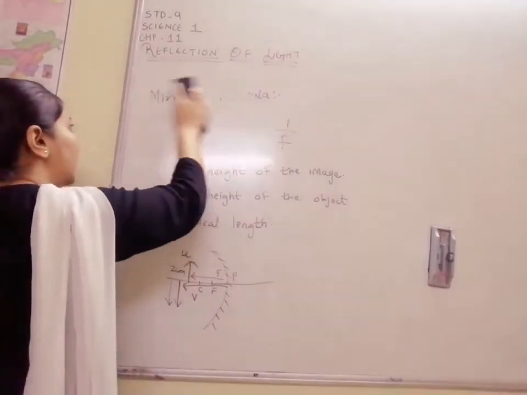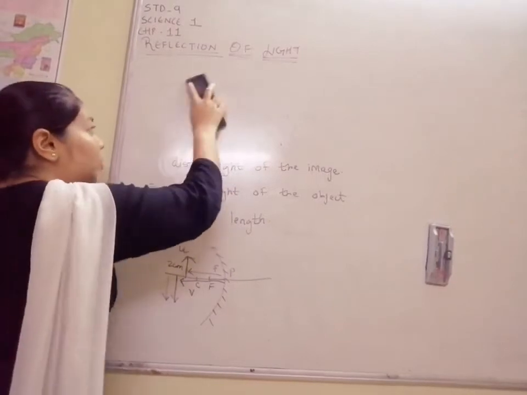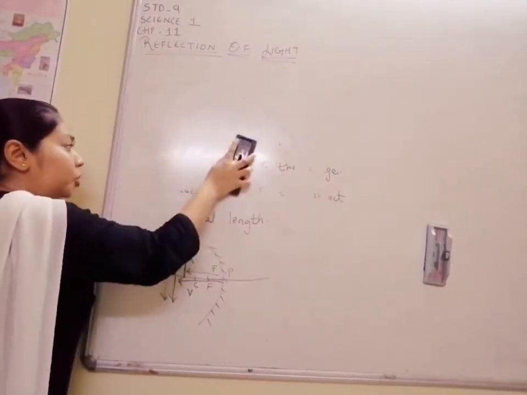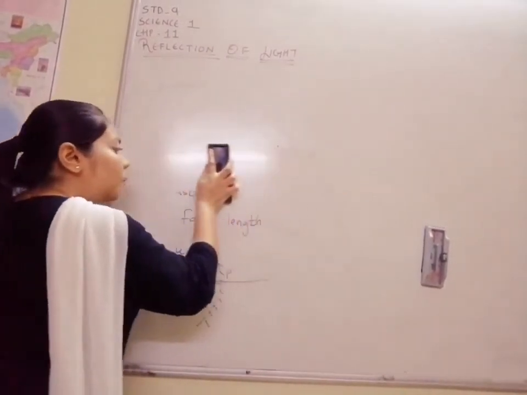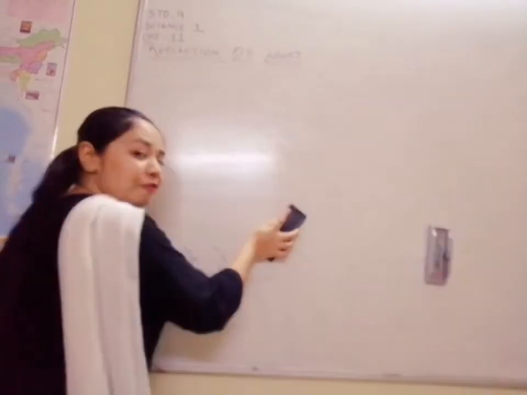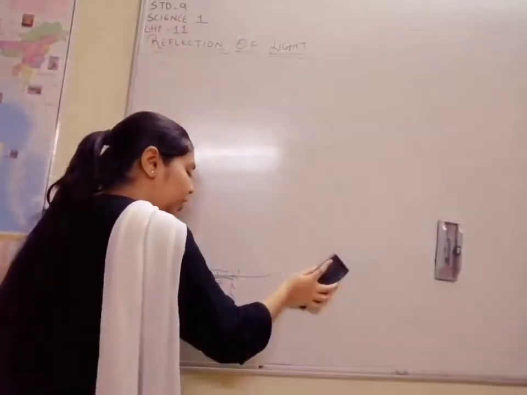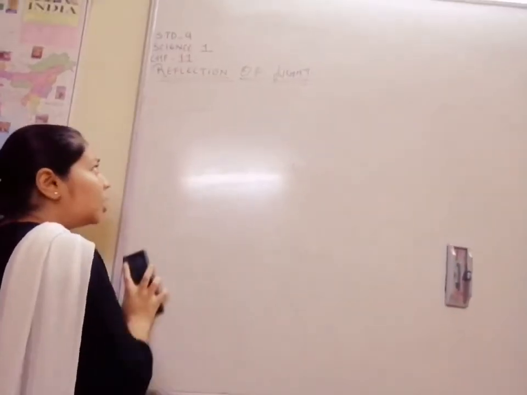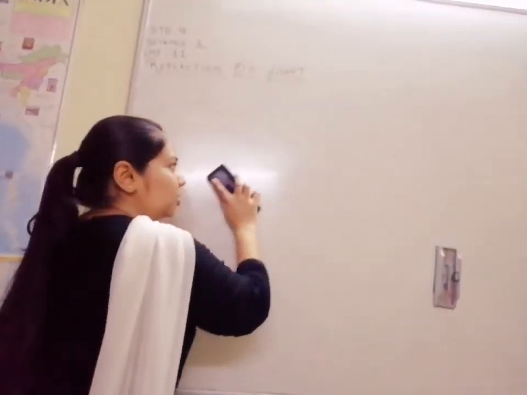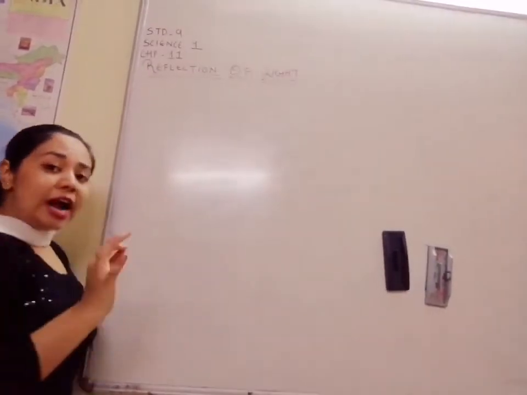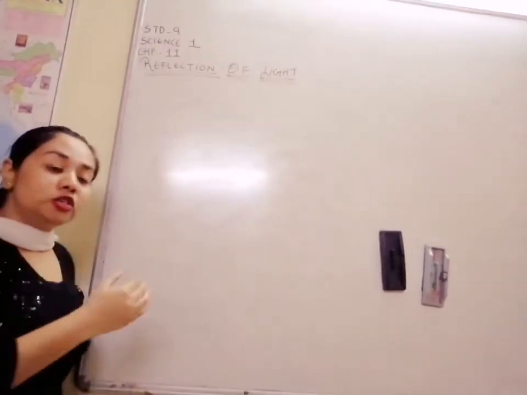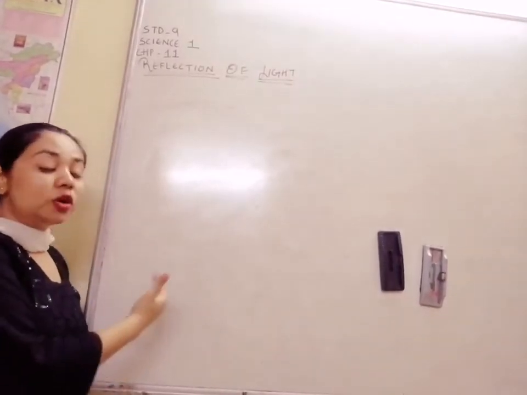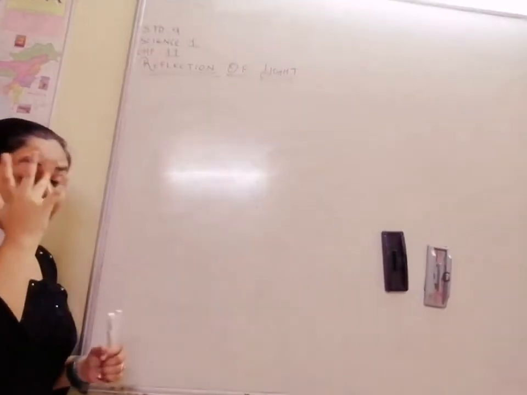Very, very important while solving the sums. In this particular formula, you need to keep in mind whether your image is forming on the left hand side or on the right hand side. Object distance will always be negative, as we have studied in the sign convention, that you always place the object on the left hand side, so it is always going to be negative.